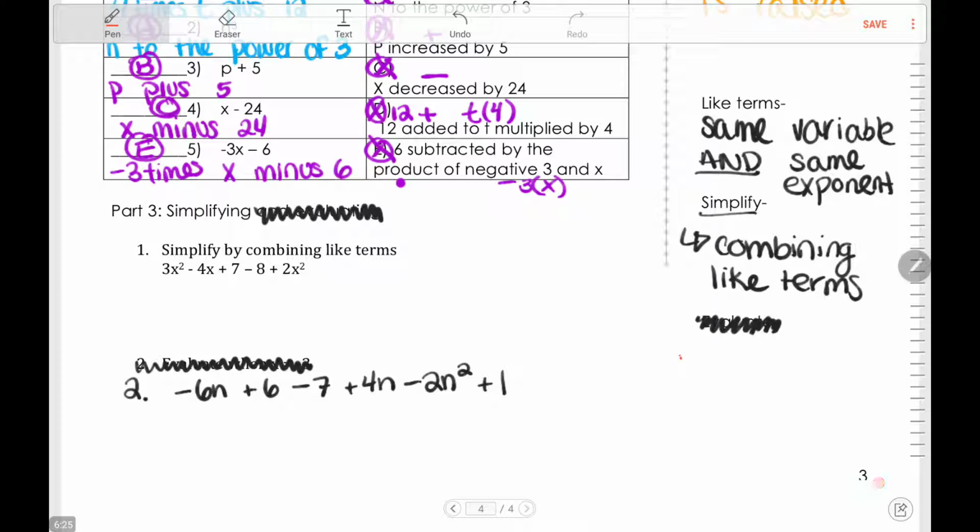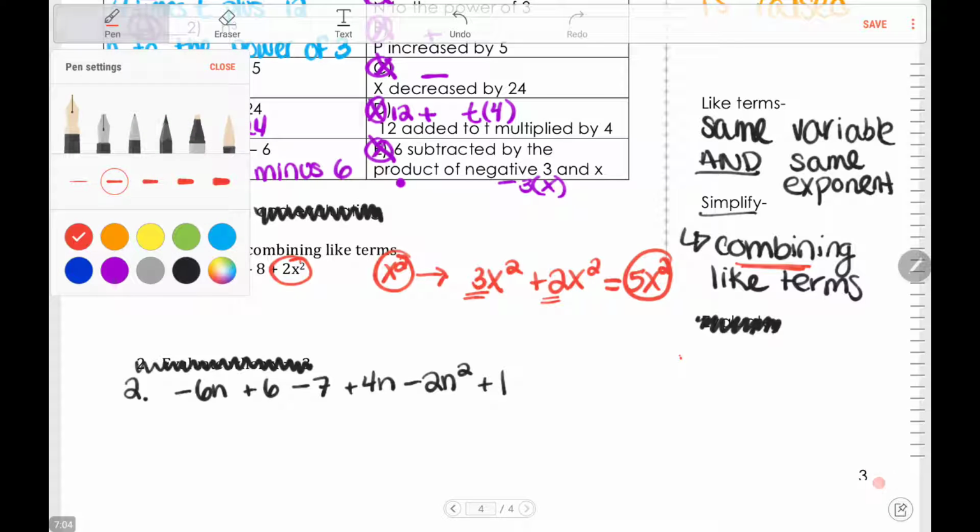Okay, so for example, let's look at number 1. I'm going to make a red circle around this. This is going to be my x squared group. So what do I have for an x squared? I have a 3x squared and a 2x squared. When I combine, we only add those coefficients. 3x squared plus 2x squared gives me 5x squared. Let's just ignore the dog in the background. She just wants my attention.